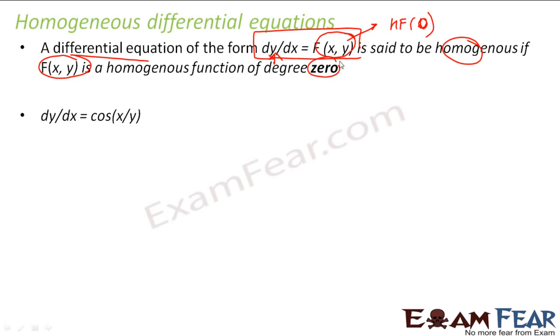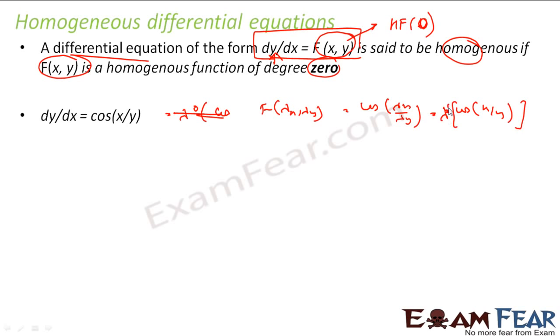Please note, for example, cos x/y, the degree is 0. Why? This is λ to the power 0 into cos, because I'll show you, f(λx, λy) will be cos of λx/λy. That will become cos of x/y itself, right? So here you have λ to the power 0.